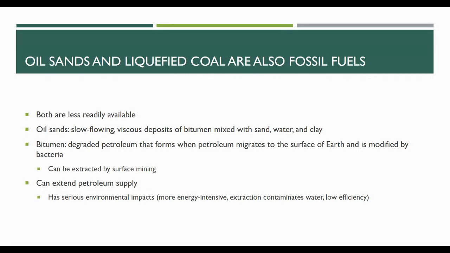Finally, moving on to oil sands and liquefied coal, which are also fossil fuels, but they're both less readily available. Oil sands are slow flowing, viscous deposits of bitumen that are mixed with sand, water, and clay. We're talking about bitumen: degraded petroleum that forms when petroleum migrates to the surface and is modified by bacteria. Bonus, we can extract that by surface mining, and this can extend our petroleum supply.